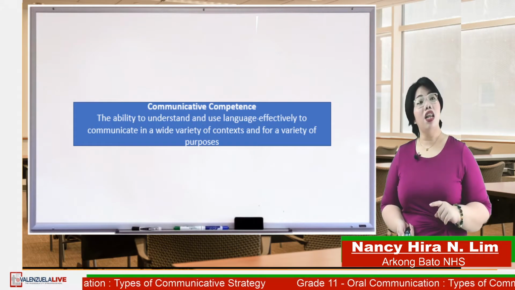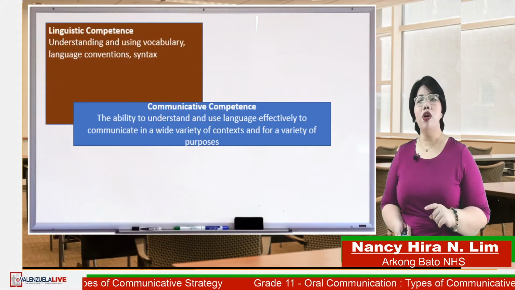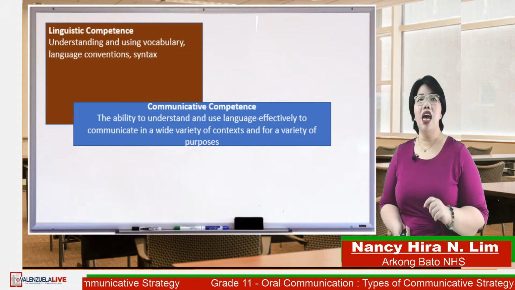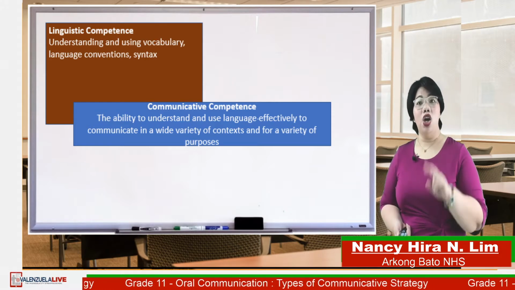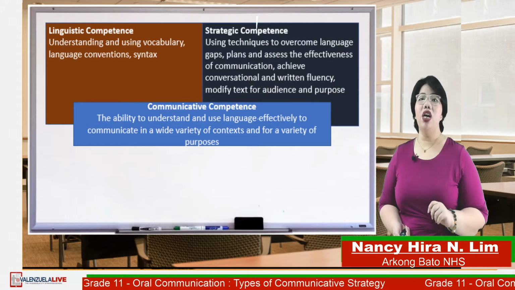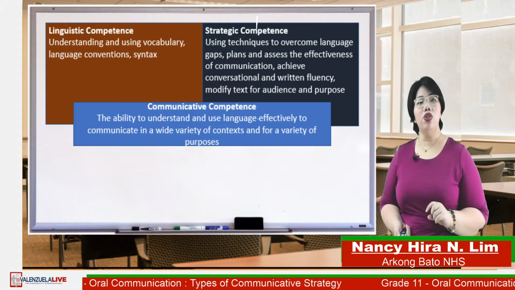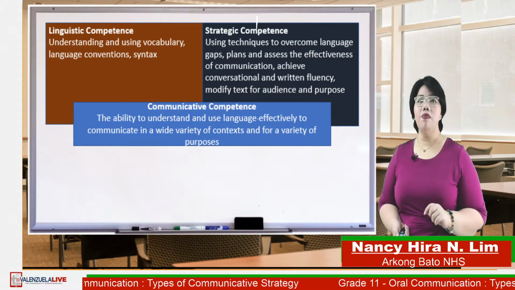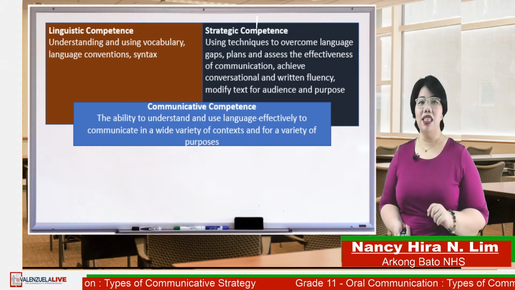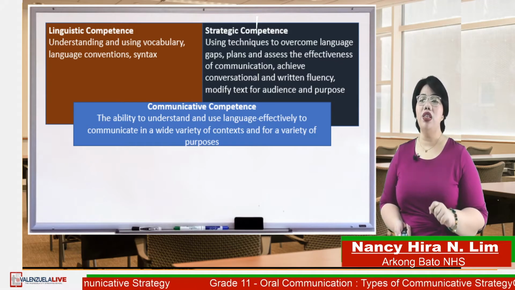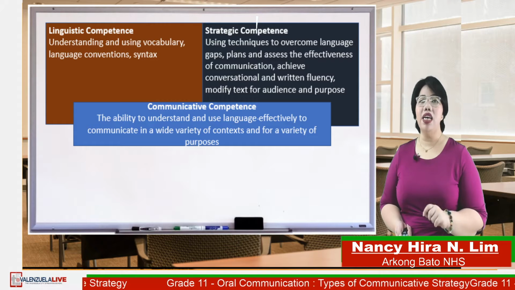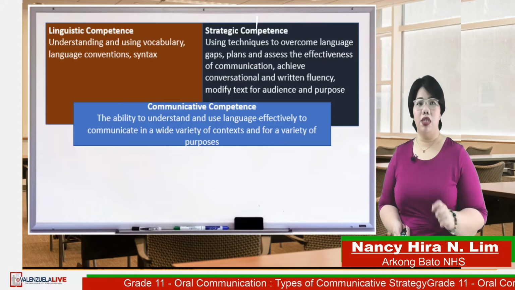First one is linguistic competence. This one pertains to the understanding and using of vocabulary, language conventions, and syntax. Two is strategic competence. This one uses techniques to overcome language gaps, plans and assesses the effectiveness of communication, achieves conversational and written fluency, and modifies text for audience and purpose.